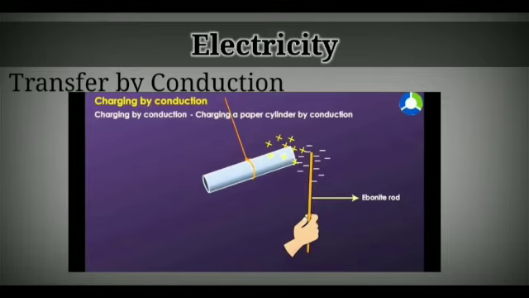When the cylinder is touched by the rod, some negative charges are transferred to the paper. Hence, negative charges in the rod are repelled by the negative charges in the cylinder. Thus, we can say that charges can be transferred into an object by bringing it in contact with a charged body.